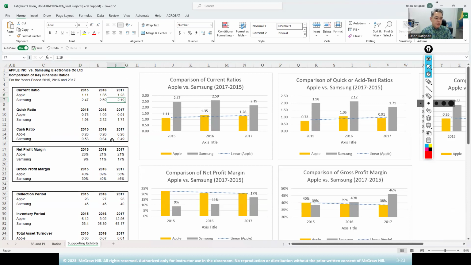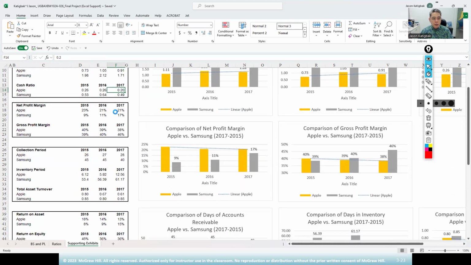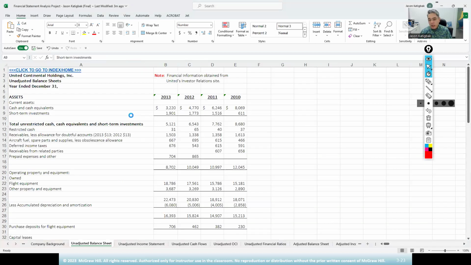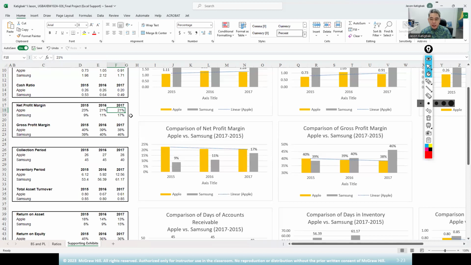Samsung is better. Okay, that's interesting. Cash, there's more cash on the Samsung one compared to Apple, the cash ratio. Profitability wise, Apple is higher compared to Samsung. For every dollar that Apple sold in 2017, Apple gets 21 cents as a net income. In Samsung, it's pulling out data, that's why it's going back and forth. Samsung gets 17 cents for every dollar that they sold. So basically, that's how it is when you think about it.